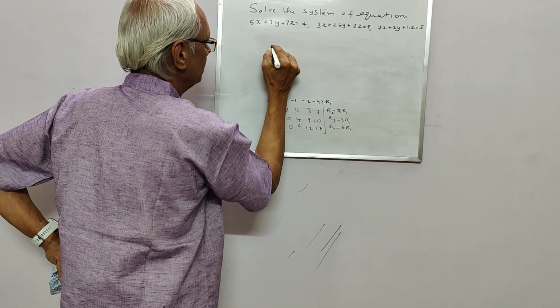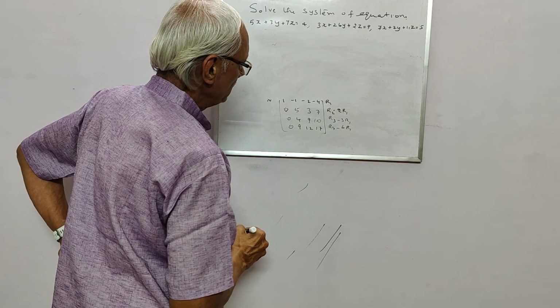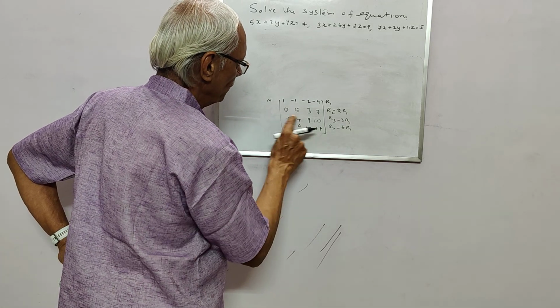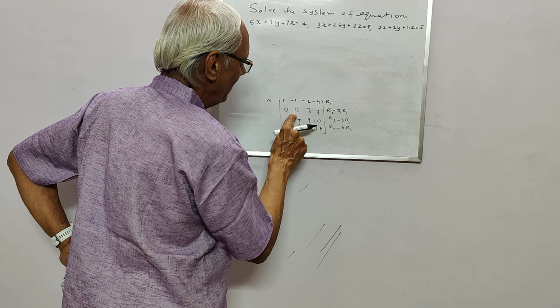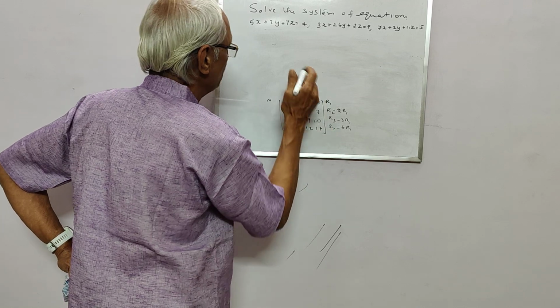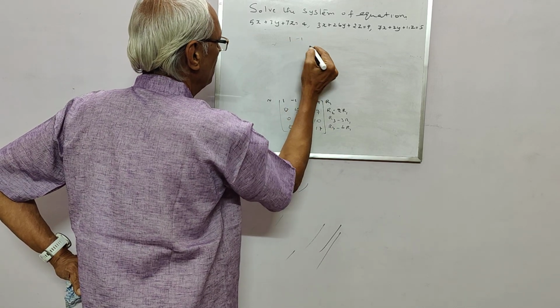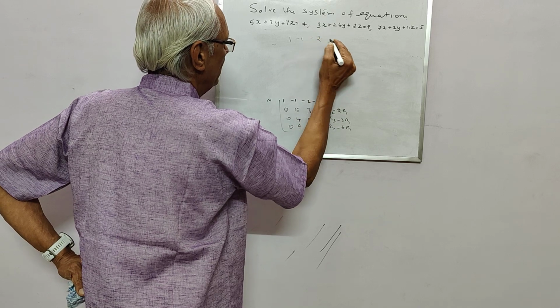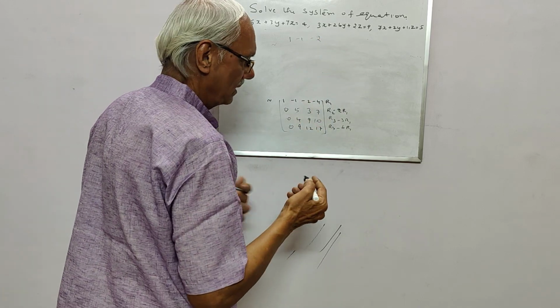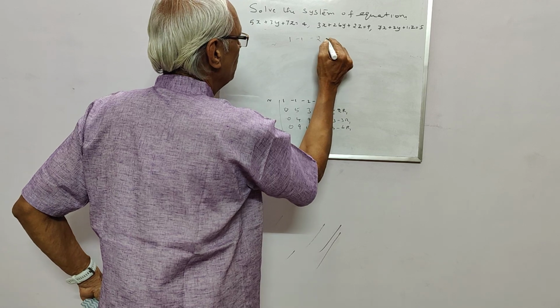So this will be, let's see what I can do here. So 5, 3, 7. I will divide this row by 5. So what will you get? 1, minus 1, minus 2. Then it is minus 4.